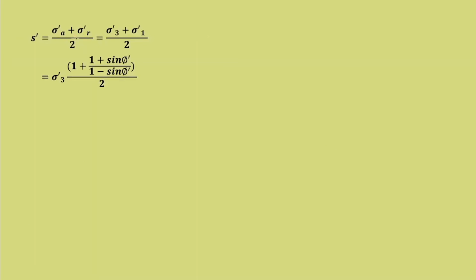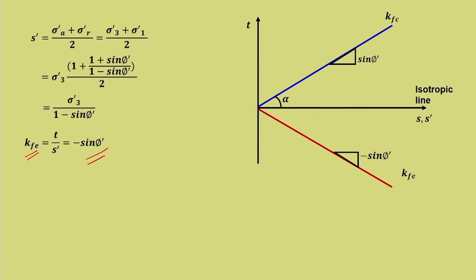Similarly, S dash is equal to sigma A dash plus sigma R dash by 2, same procedure, only thing is here the sign changes. So, it will finally give sigma 3 dash upon 1 minus sin phi dash. So, the slope, that is Kf failure in extension, is T by S dash, that will be minus sin phi dash. So, we have defined the failure line in both T S dash plots for both compression as well as extension. So, this is compression and this is extension.